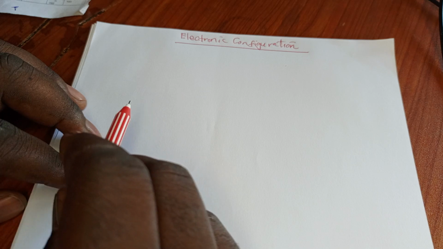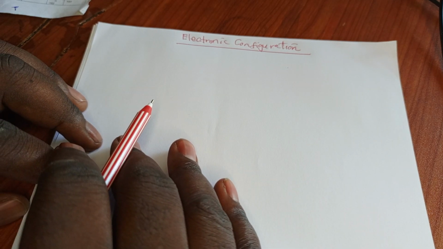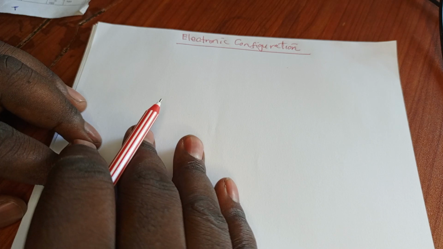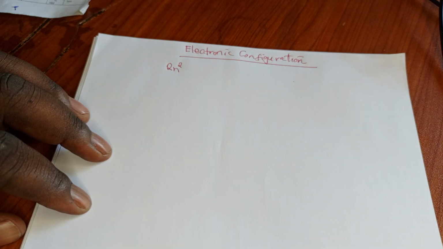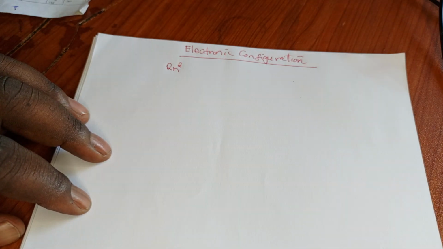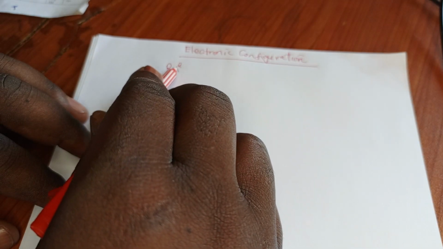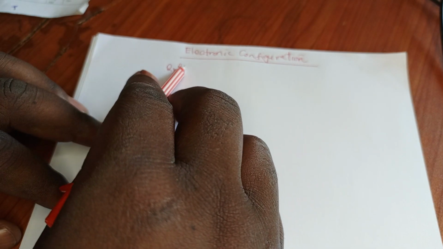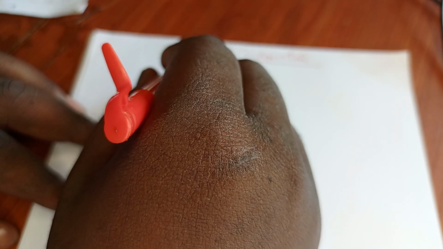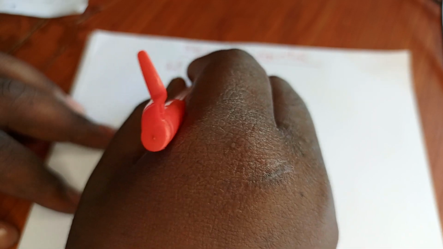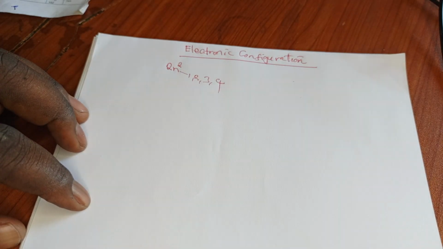So, the maximum number of electrons each shell can accommodate is given by this formula, which is 2n to the power 2. This is the formula for the maximum number of electrons each shell can accommodate. 2n to the power 2, where n is the number of shells. So our first shell, second shell, third shell, fourth shell, etc. So n stands for the number of shells.